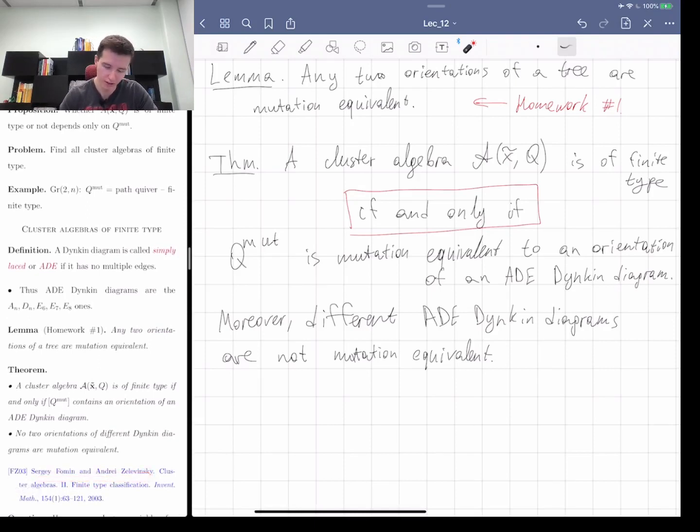This was the second paper in the series. In the first paper, they defined cluster algebras and proved the Laurent phenomenon. And in the second paper here, the journal is not Annals anymore, but it's still pretty good. They gave this finite type classification. And so for the case of quivers, the answer is ADE, orientations of ADE Dynkin diagrams.